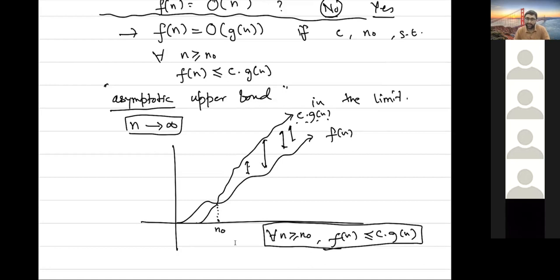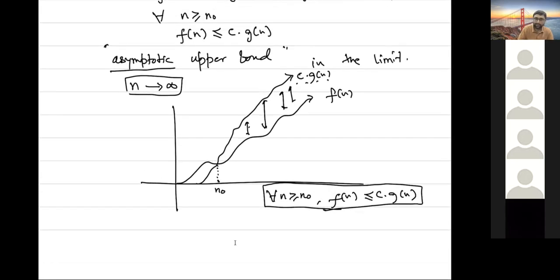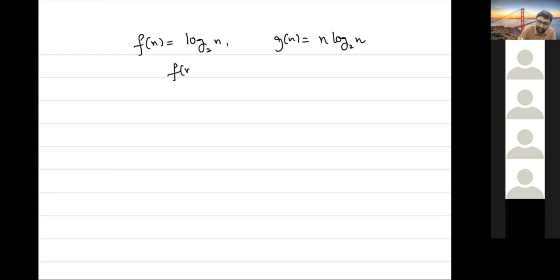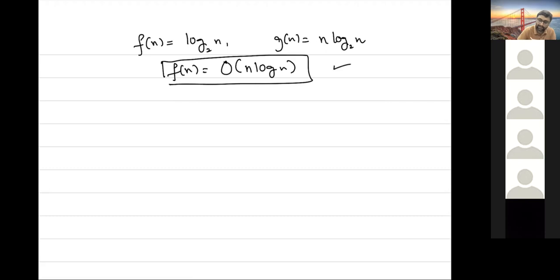Okay, so there are other examples as well involving logs, for example. Suppose I have a function f of n, which is just log of n, and I have a function g of n, which is n times log of n. Then I can write that f of n is in O of n log n. This is correct.